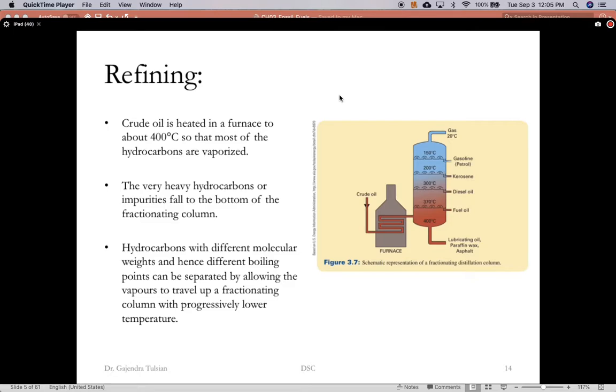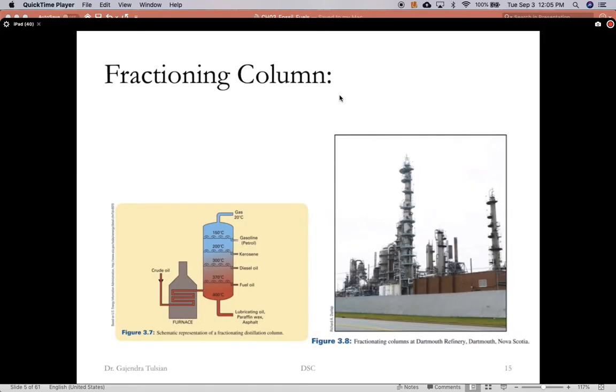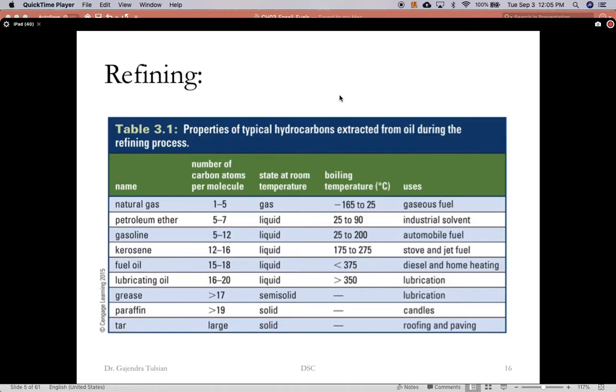So using this fractioning column, which has chambers at different temperatures, what you've done is taken crude oil and separated it into its components. Now here's the rule of thumb: hydrocarbons are compounds that have mostly hydrogen and carbon in them, and the larger the number of carbon atoms, the higher the boiling point. So as you go higher in the fractioning column, the lighter the hydrocarbon you're getting. Here's how a fractioning column looks. This fractioning column is that thing right there. So that's the refining process.